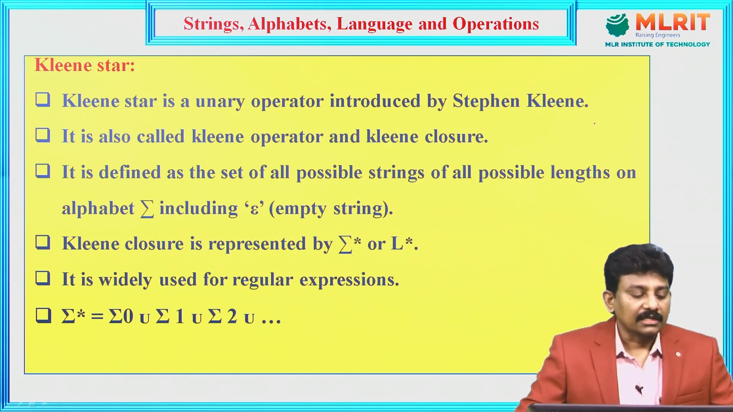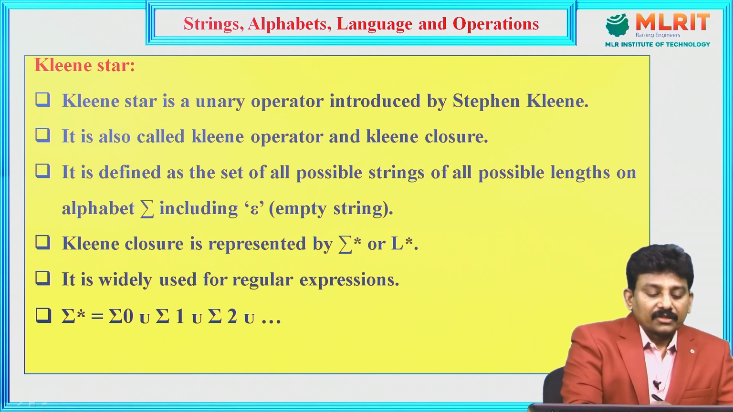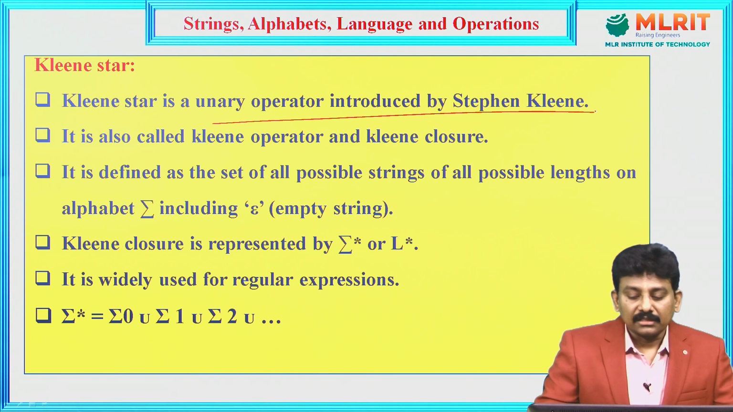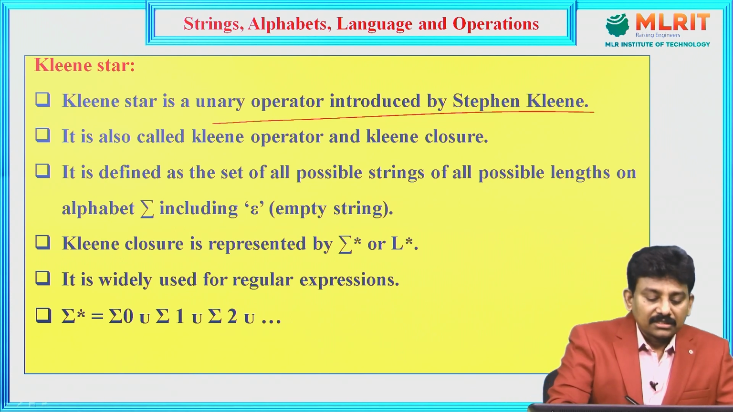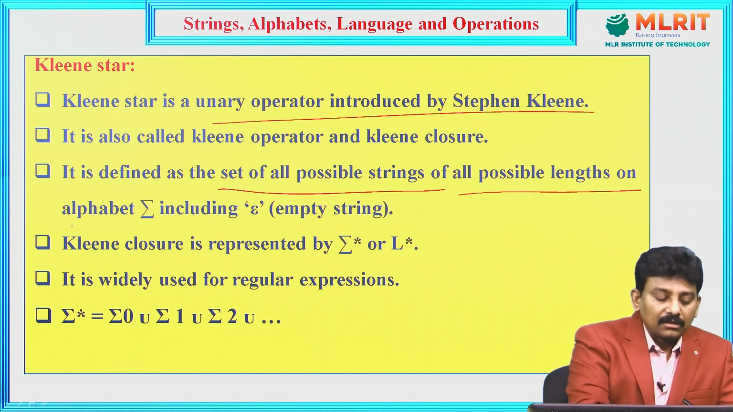Kleene star. Kleene star is a unary operator introduced by Stephen Kleene. It is also called Kleene operator and Kleene closure. It is defined as the set of all possible strings of all possible lengths on alphabet sigma including epsilon. Epsilon means empty string. Kleene closure is represented by sigma star or L star. It is widely used for regular expressions.